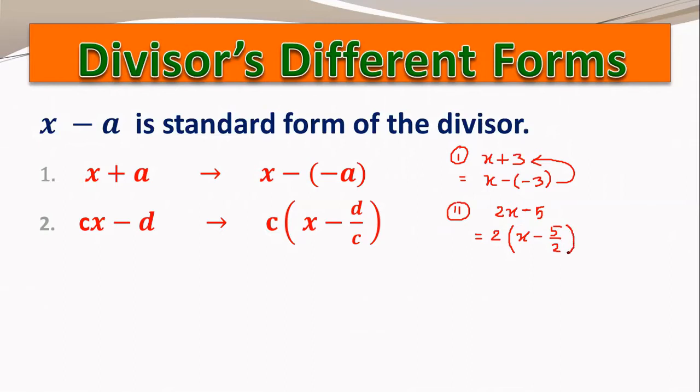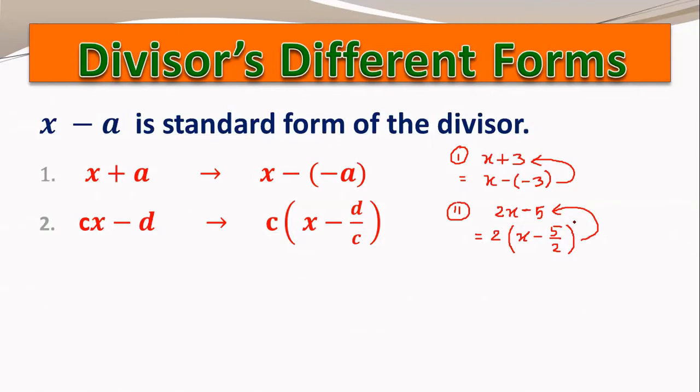In this way, we can express our divisor 2x minus 5 in the form x minus a, where the value of a is 5 by 2. When we simplify 2 times the bracket x minus 5 by 2, we again get our original divisor 2x minus 5. So in this way, if the divisor is in the form cx minus d, we can easily convert it into the standard form x minus a.